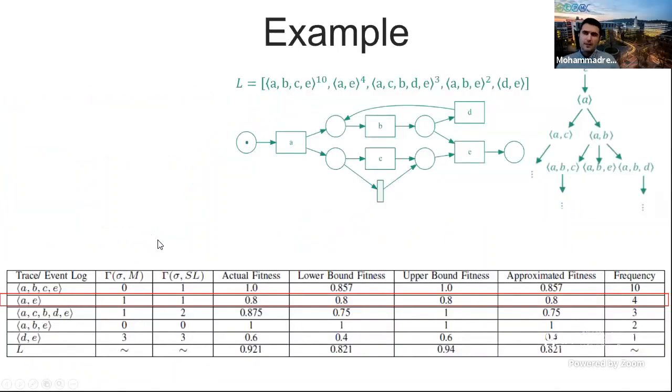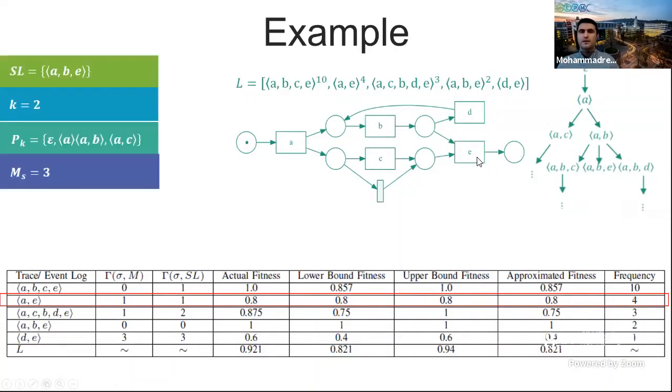To give an example, suppose that for this Petri net and for this prefix tree, we generate this simulation. So the simulation method returns this information. We only simulate one trace, that is ABE. We generate all prefixes up to length 2, and we also return the length of the shortest path in the model, that is 3. And we want to approximate the alignment cost of AE, that is the second variant in the table.